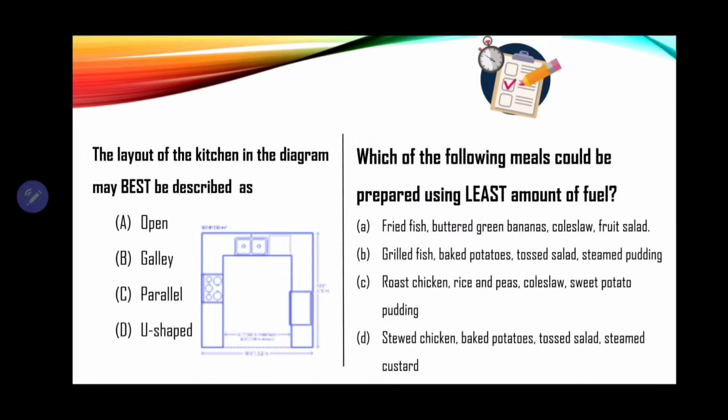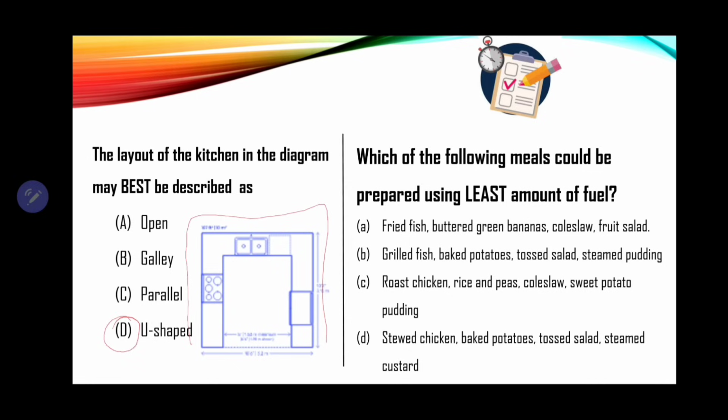Next question. The layout of the kitchen in the diagram may best be described as A, open, B, galley, C, parallel, and D, U-shaped. Now you can see what shape are you seeing here? So we have one corner there, then we go up and we go around, and that creates a U. So therefore, the correct response here is U-shaped.